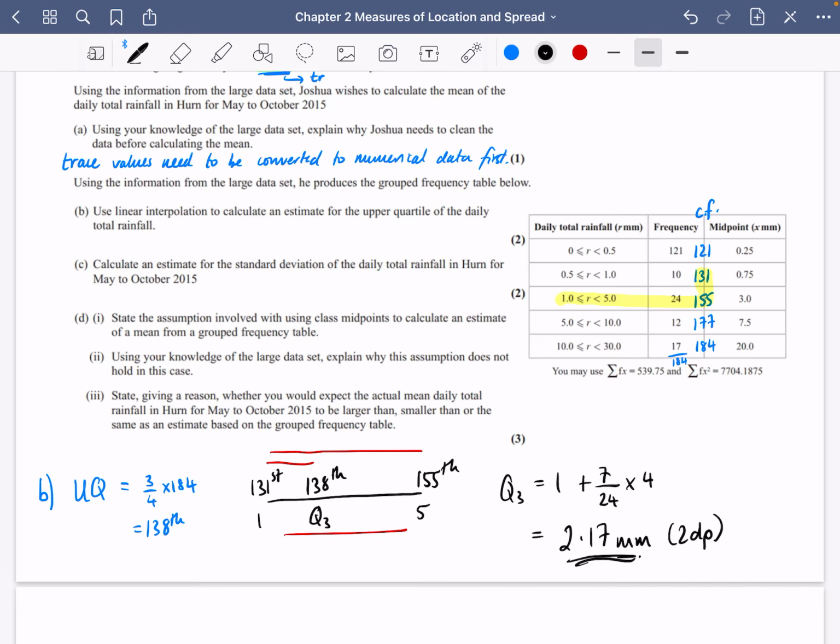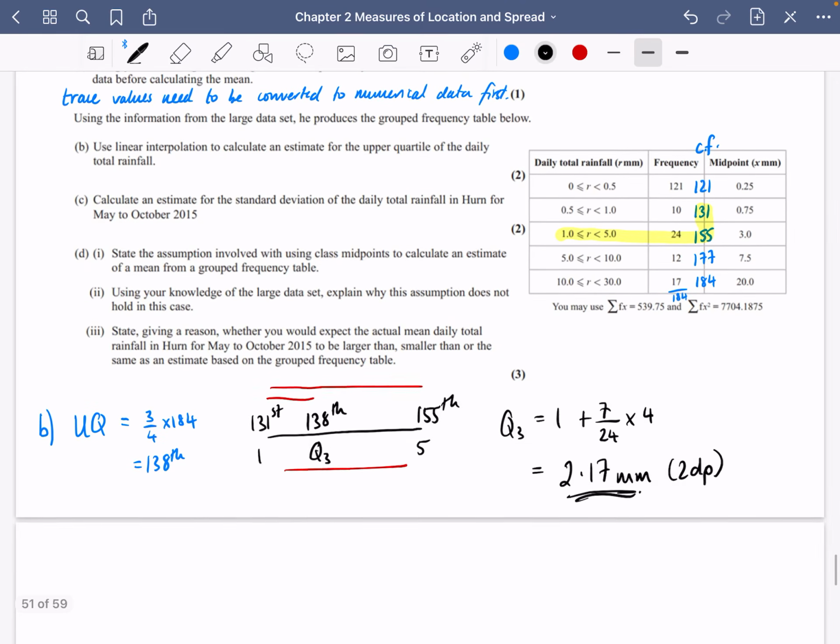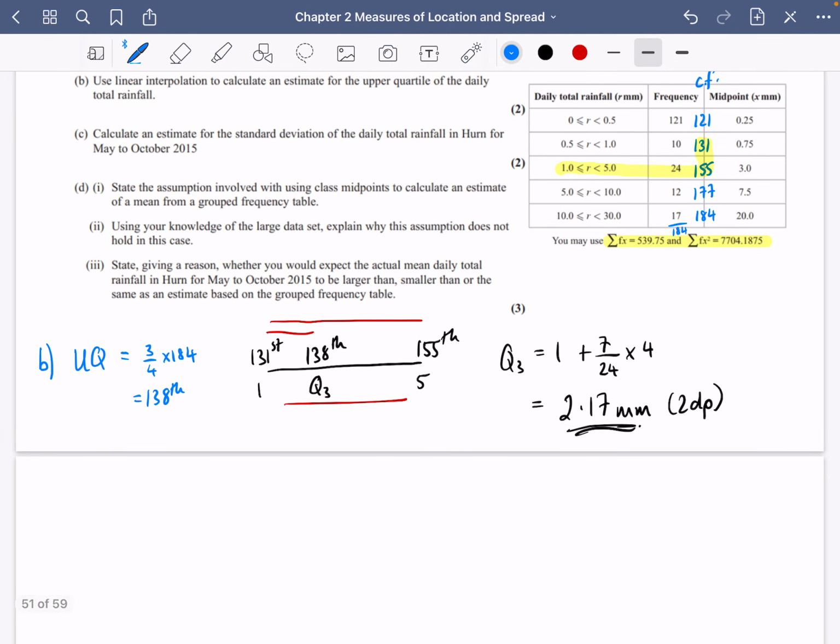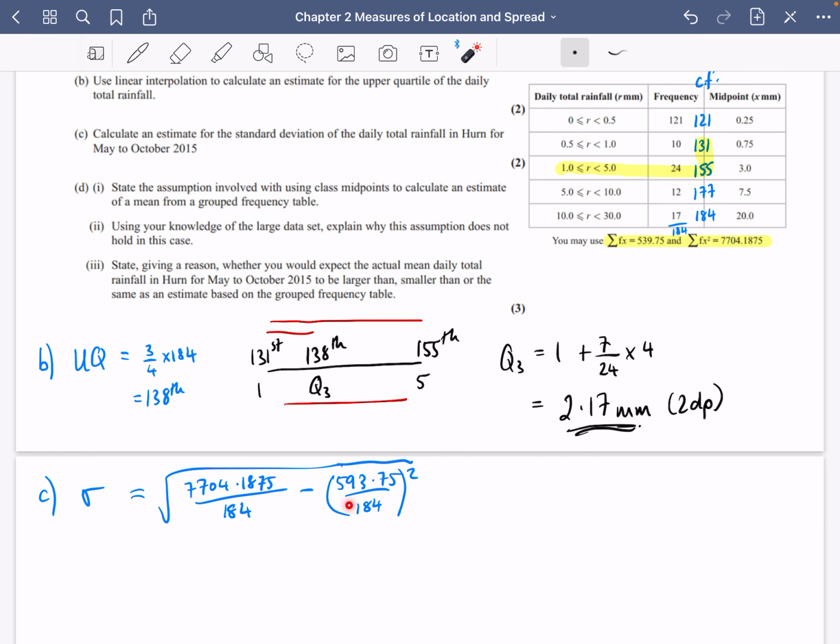Okay, so part C, it says calculate an estimate for the standard deviation of the total daily rainfall in Herne from May to October 2015. And you'll notice they've given us some summary statistics down here at the bottom. So we know how to find the standard deviation. The standard deviation is going to be the square root of the mean of the squares. So this is doing your 7704.1875 divided by how many there are, minus the square of the mean. And the mean is going to be 539.75 divided by 184 all squared. So that's the mean of the square values minus the square of the mean.